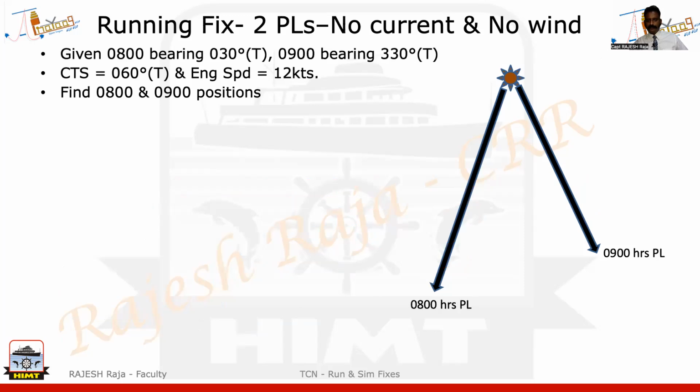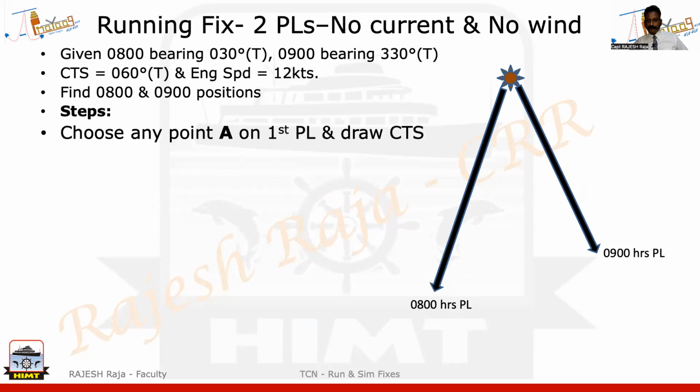When I continue this question, how do I do a running fix? My first job is to choose any point on the first PL. I call it alpha. It could be anywhere, and it is also called the assumed point. So I'm choosing an assumed point alpha anywhere on my first PL. I'm going to run my vessel thinking that it is here, with the given course of 060.